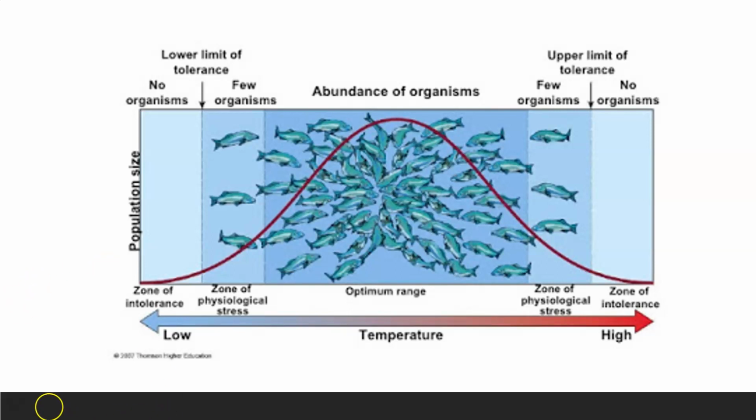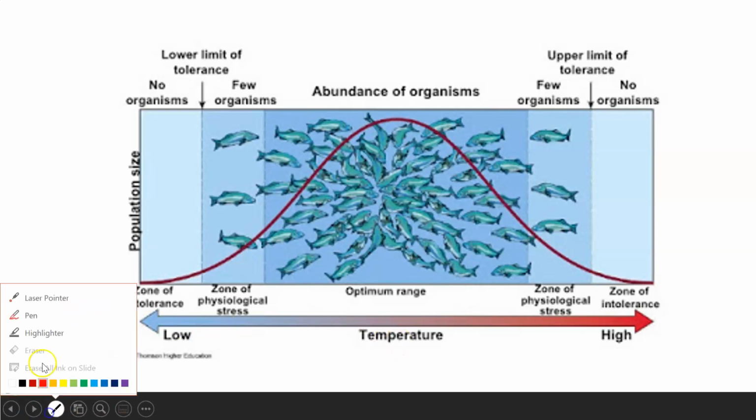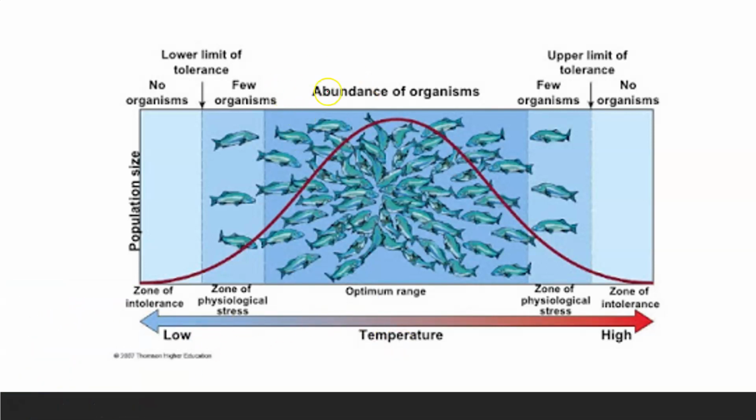So in this graph here, we're looking specifically at temperature. And we've got this center range, which is the optimum. So this is the happy range for this group of fish. And you'll see that's why their population is higher. So they have a peak range of temperature. They can tolerate some variation out here, but not much.